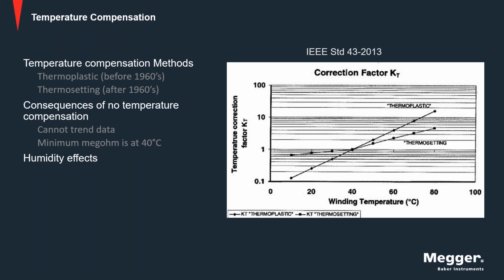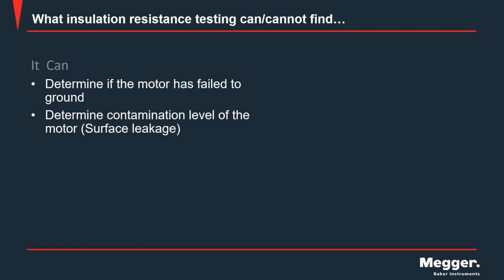We're also seeing those effects of humidity in this test. It causes that current to oscillate. So it's important to understand what resistance testing can and cannot find. It can determine if a motor has failed to ground. So if we fail this test, we have a failed insulation system, a ground wall insulation system. It can determine contamination levels. So if we have that low MEGGER value, that indicates to us contamination. We may have surface leakage. Again, we may want to consider that at the time of test, did we have a lot of moisture as we were doing that test?